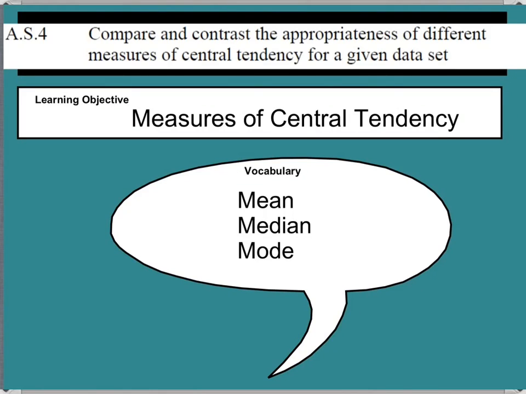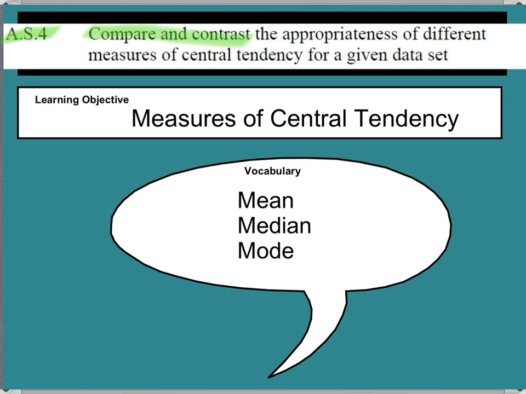Okay, today we're going to talk about measures of central tendency. In particular, you've already seen these before in 7th grade, so mean, median, and mode. We're going to have a particular focus today, however, which is not a 7th grade standard, so this is new to this year. Integrated Algebra S4, compare and contrast the appropriateness of different measures of central tendency.